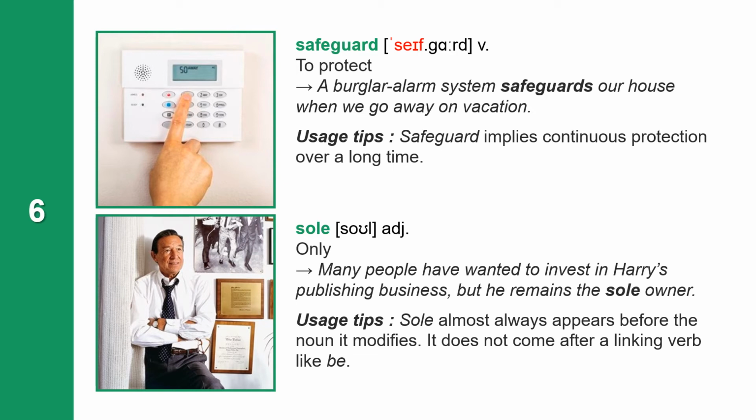And next one, safeguard. Safeguard is a verb. It has two syllables, with stress on the first syllable, and it's a compound word. Safeguard means to protect. A burglar alarm system safeguards our house when we go away on vacation. Safeguard implies continuous protection over a long time. Safeguard.